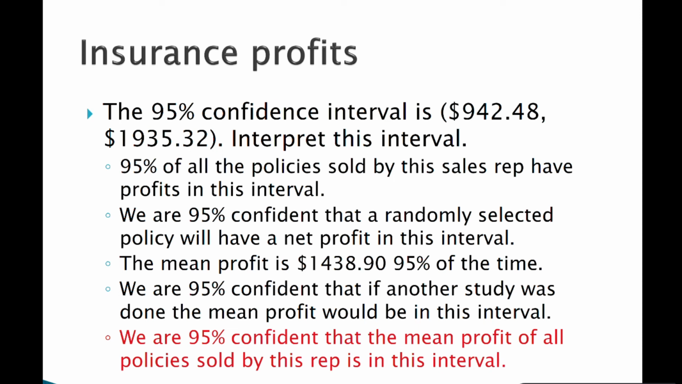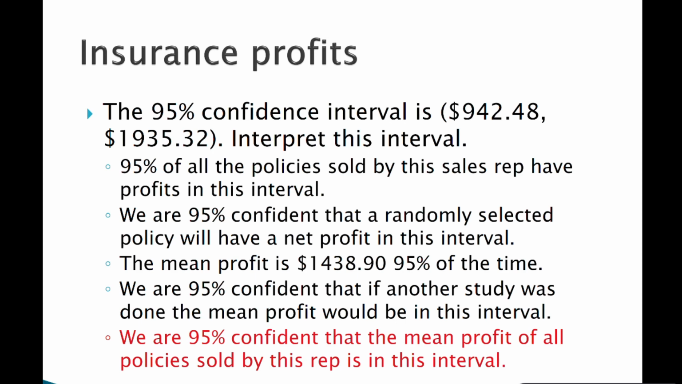And the fourth one is we are 95% confident that if another study was done, the mean profit would be in this interval. So this sounds like it's talking about the sample mean and where the sample mean would fall, but confidence intervals aren't about the sample mean. They're always going to be about the population parameter.